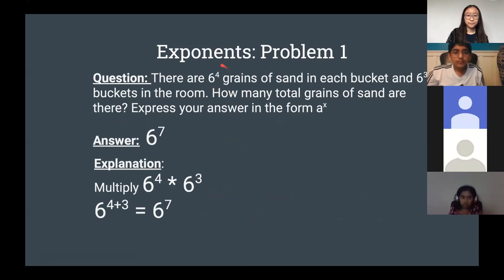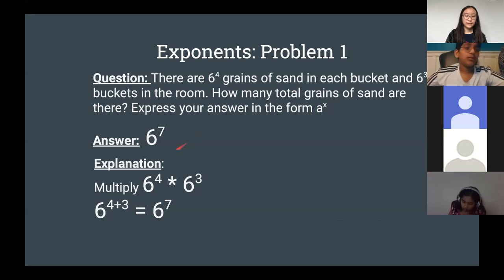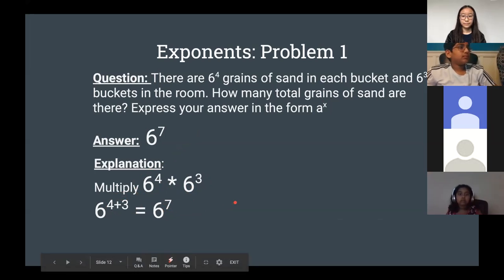So the question: there are 6 to the 4th grains of sand in each bucket, and there are 6 to the 3rd buckets in a room. So you need to find the total grains of sand. And so here, you multiply 6 to the 4th times 6 to the 3rd, and you need to add the powers to get to 6 to the 7th. I hope that makes sense.